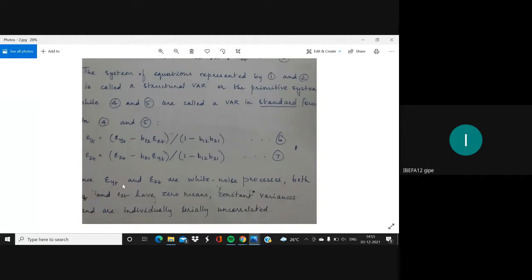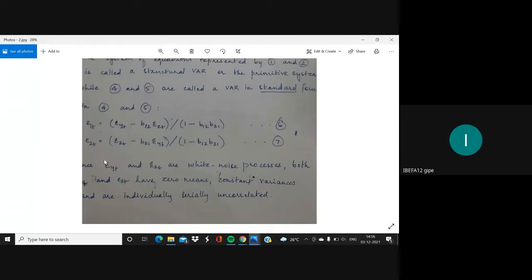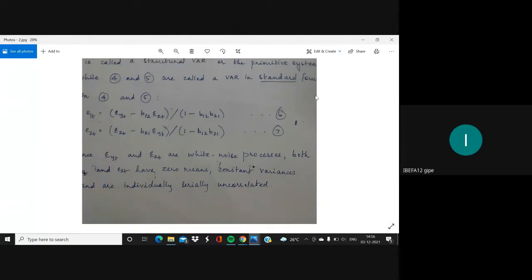Now since epsilon yt and epsilon zt are white noise processes, both E1t and E2t have zero means, constant variances, and they are individually serially uncorrelated. Okay, so there will be no autocorrelation in E1t and in E2t. Okay, now we are proving these things in the next page. The same thing, that E1t and E2t have zero means, constant variances, and that they are individually serially uncorrelated.